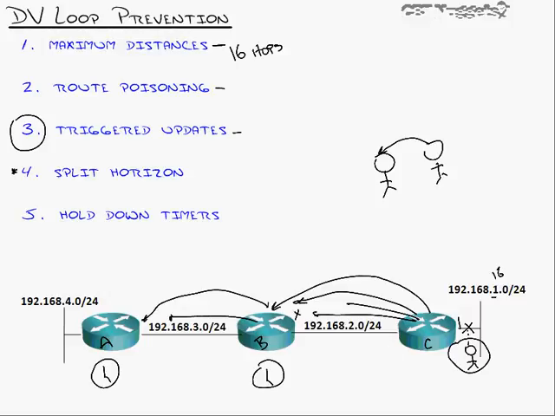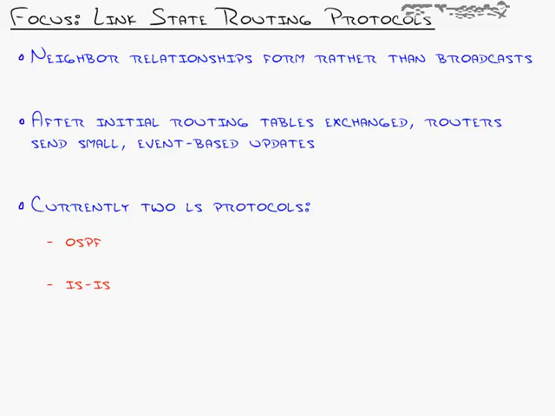So all of those 5 things are loop prevention mechanisms, and they are all drawbacks of using the RIP routing protocol. Now let's change our focus to the link state routing protocols, which have no loops because they have a completely different system of handling routes and route updates. First off, link state routing protocols form neighbor relationships with each other rather than just sending broadcast or multicast packets to everyone.